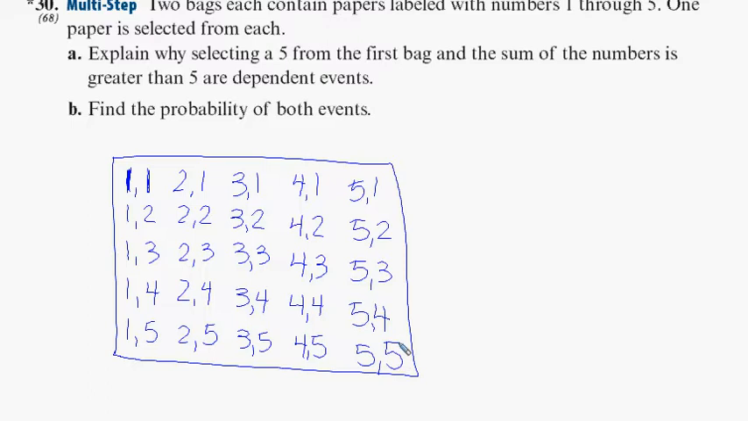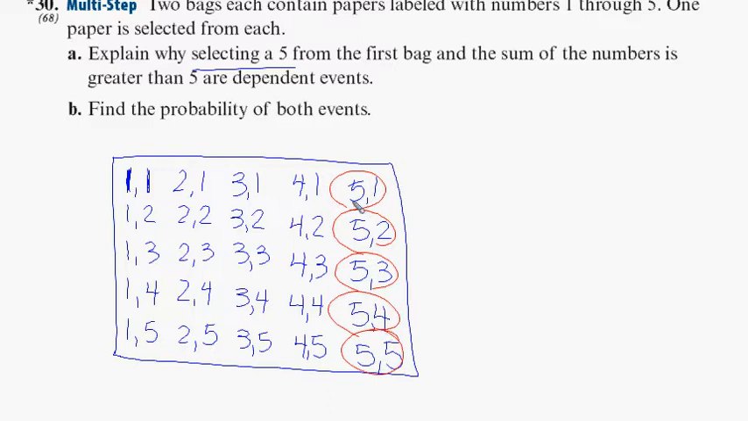But here's the deal. Explain why selecting a 5 from the first bag and the sum of the numbers is greater than 5 are dependent events. Look, if you're going to pick a 5 from the first bag, that is talking about these scenarios right here, okay? This one, this one, this one, this one, and this one. These are the only ones that are 5 out of the first bag. So if you pick one of those, are they dependent events? Well, yes, because automatically what you're going to have is a sum that's greater than 5.